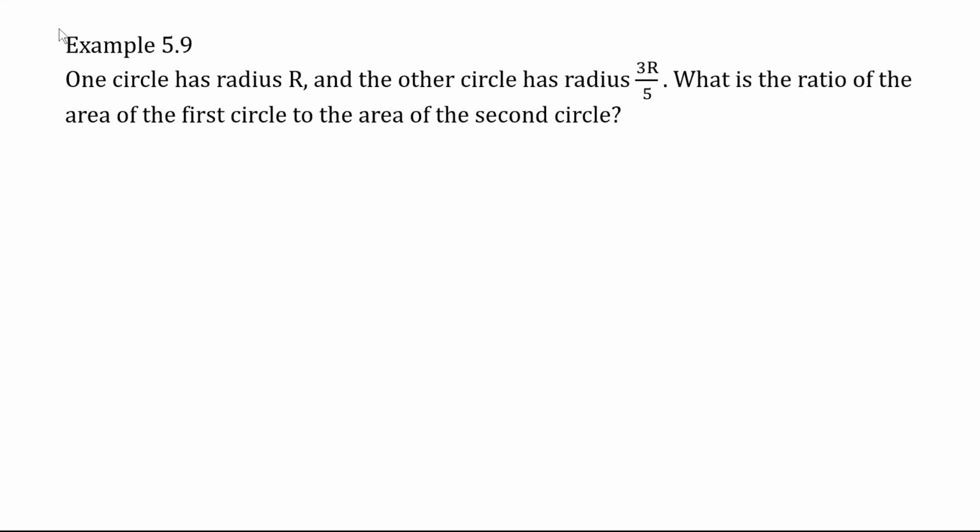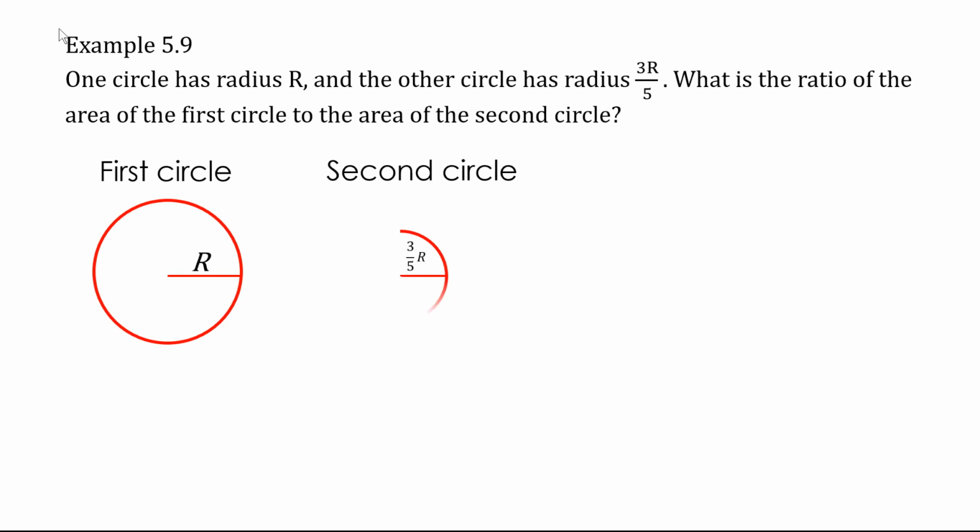Okay, this problem says, example 5.9, one circle has radius r and the other circle has radius 3r/5, or 3/5 r. What is the ratio of the area of the first circle to the area of the second circle? So the first circle has radius r and the second circle has radius 3/5 r. So the scale factor between those two radii lengths between these two circles is 3/5. You would multiply the radius of the first circle by 3/5 to get the radius of the second circle.